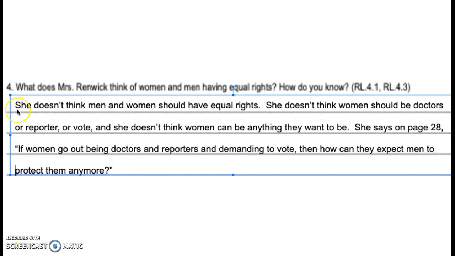Okay. Notice how we use evidence from the text to support our answer. That's what good readers do. We always check the text to support. All right. Nice job, friends, answering these questions. Go ahead and fix anything you might need to.